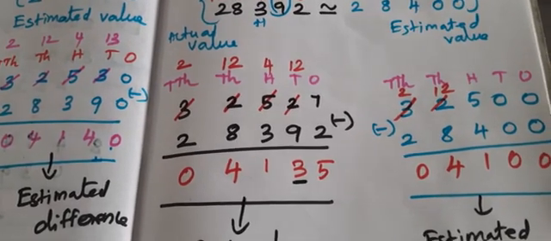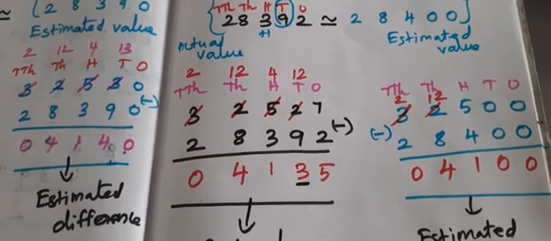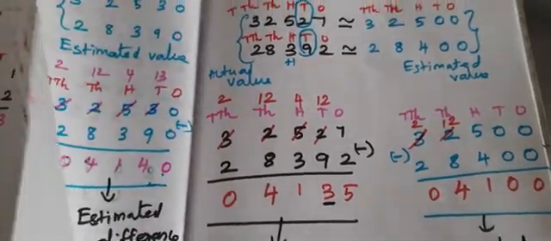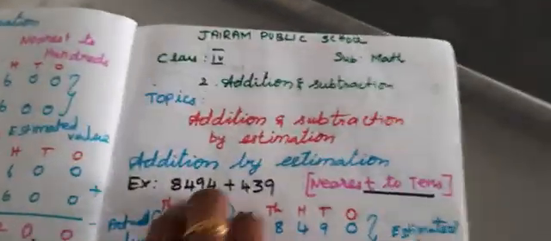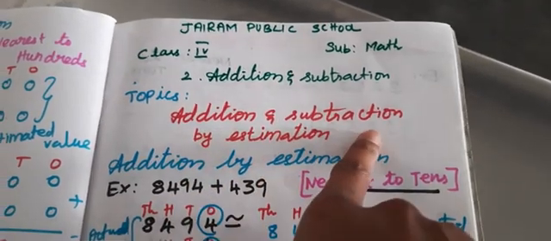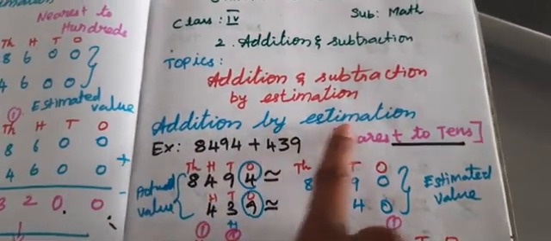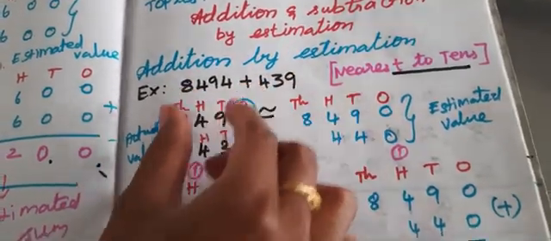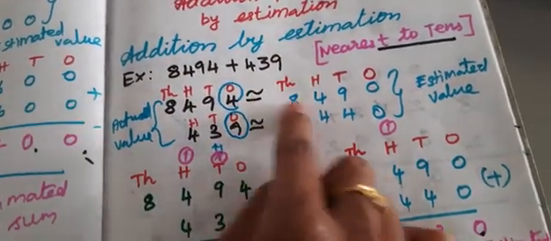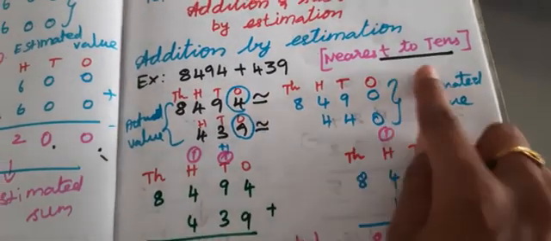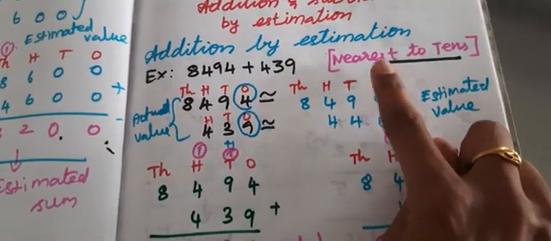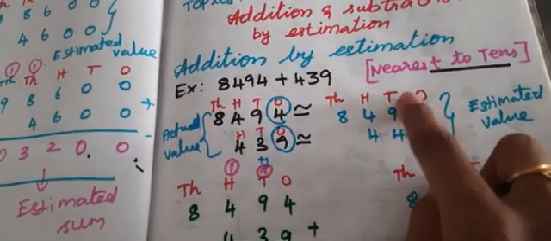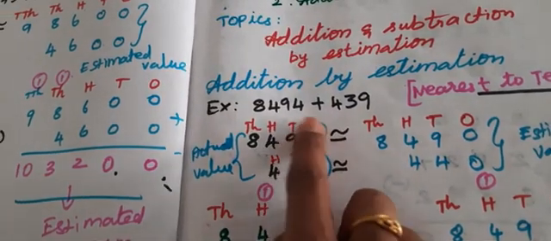Okay, now we have come to the end of the session. Now I am going to conclude the session with a quick recap. Listen carefully. Today we saw addition and subtraction by estimation, addition by estimation, nearest to tens. If I give the sums, you have to write the number individually with the approximate sign. So what concept are we going to apply? Nearest to tens means you have to circle the ones place. Nearest to 100 means you have to circle the tens place.